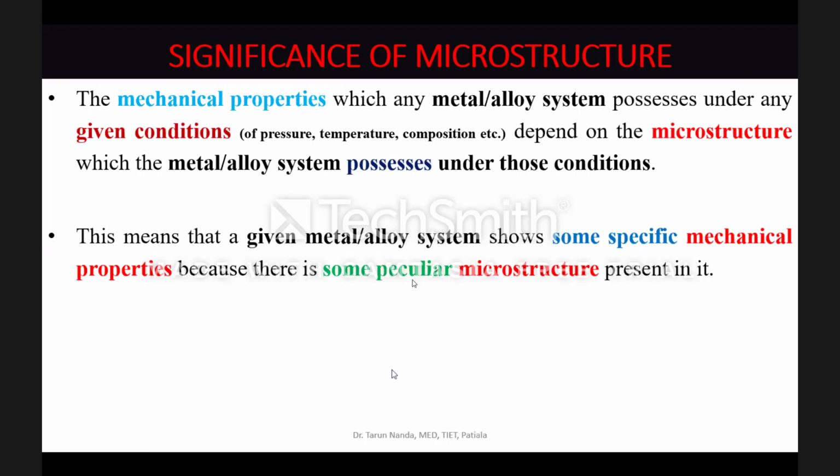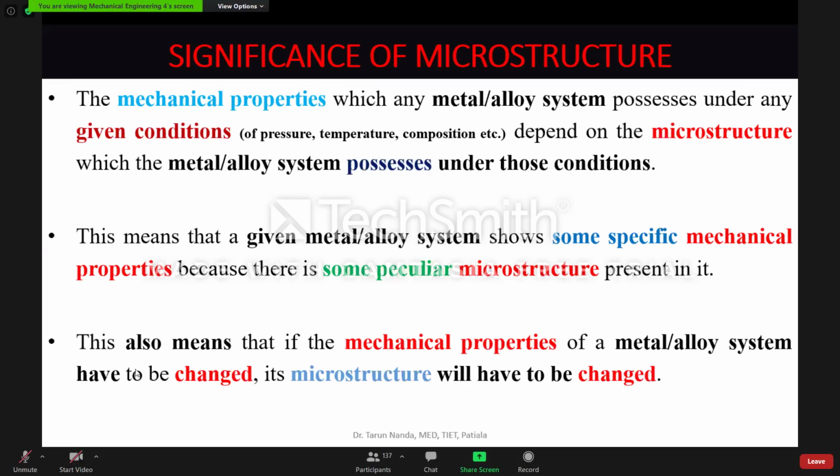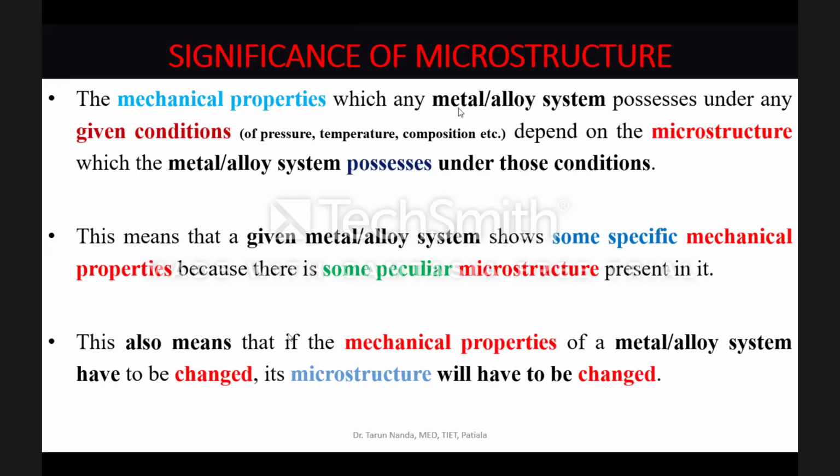Okay, then this also means that if you want to change the mechanical properties of a material system, for example, you are not happy that this mild steel sample is having only moderate strength, why is it not having exceptionally high strength, then if you wish to bring a change in the properties of a metal system, you will have to bring about a change in its microstructure. Fine. So, okay.